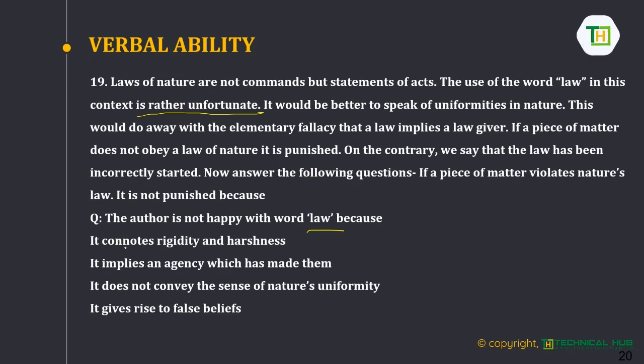It connotes rigidity and harshness, the strictness and all. It implies an agency which has made them. No, no, no, let us see. It does not convey the sense of nature's uniformity. It gives rise to false beliefs. So I believe the first option is the right one, and that is the final one. The word law itself states that it is rigid, strict and all.